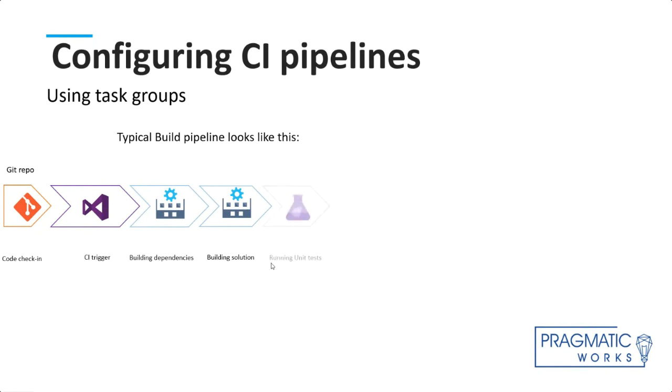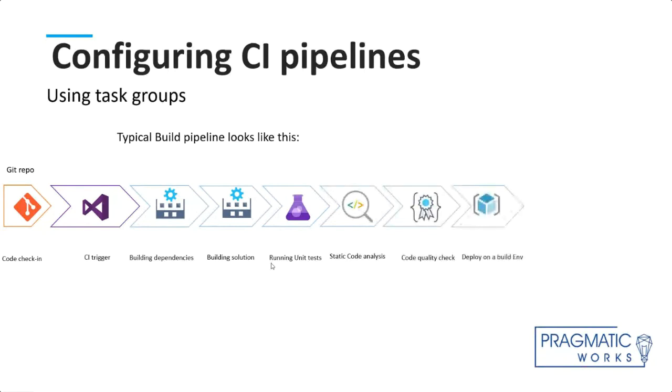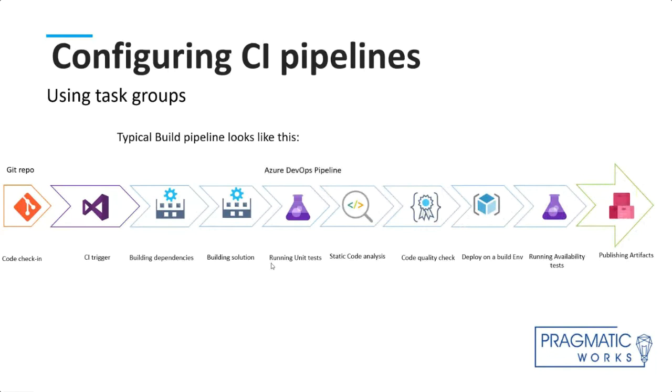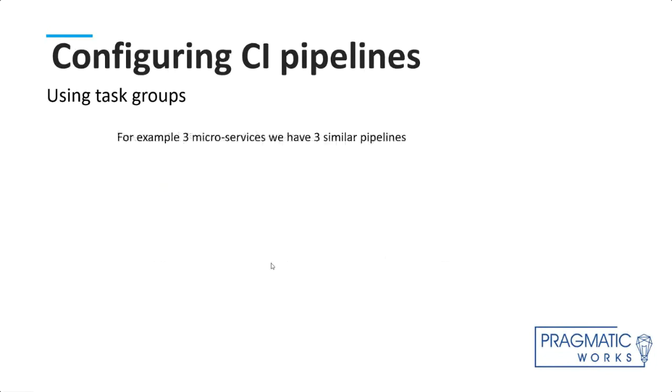Then we're running unit tests and static code analysis, then we can do a code quality check and, for example, deploy in the build environment and run some availability tests there. And only when everything has successfully passed, we can publish our artifacts. And of course, we are using an Azure DevOps pipeline for that.